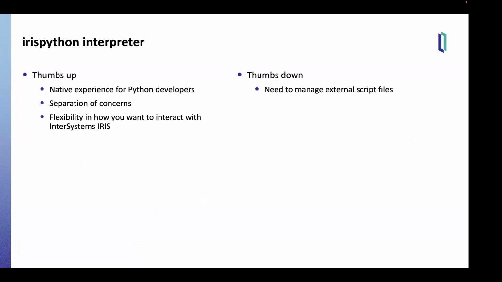This is a relatively native experience for Python developers since they're used to working in Python files. It definitely is a good separation of concerns. You have a very simple contract, and you have all of the flexibility in how you want to connect from your Python script to Iris. You can make use of import Iris, but you can also make use of the Python SDKs and, for example, run a DB API query.